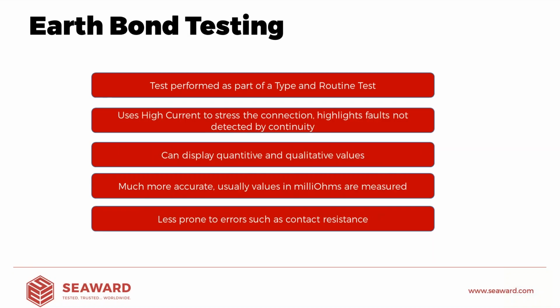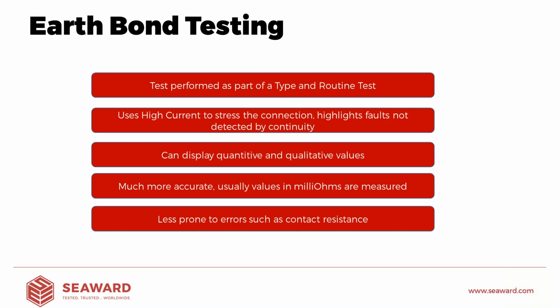So moving on to the earth bond test itself, the earth bond test is always a part of a type test and is often used as part of the routine test. Personally, where the two options are available, if I could do one or both, I would always err down the side of doing a bond test, for reasons we'll cover as we move through. We're always typically using a high current to stress the connection. Most standards you'll see we're well above one amp. Generally, we're above 10 amps in the majority of bond tests.